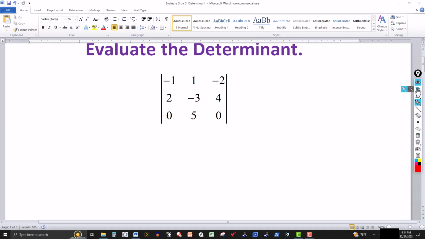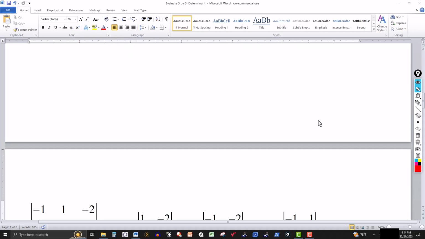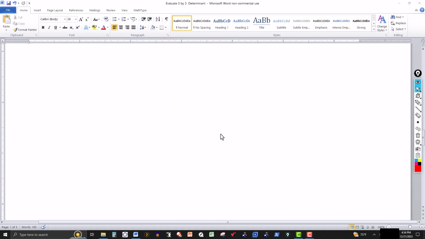Now, there's another procedure that you can use, and this one won't work for 4 by 4s and higher. So here's what we do for that one. For a 3 by 3, we did it a couple of ways here. Here's another way. What you do is you take the first two columns, column 1 and column 2, and put them to the right. You got -1, 2, 0, 1, -3, 5.